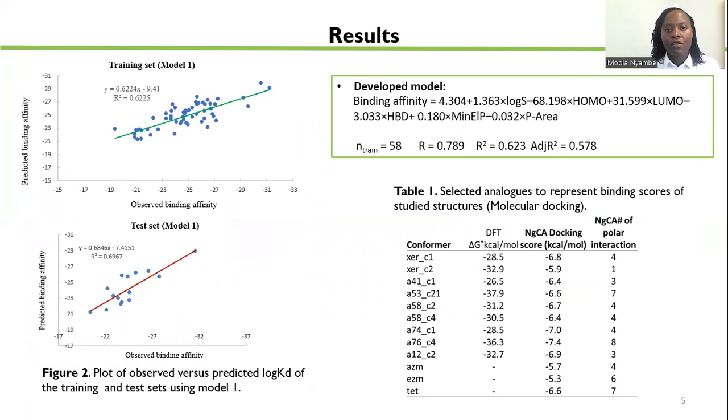A model was developed using multilinear regression analysis, and the binding energy predicted using this model correlated well with binding energy calculated by DFT, as shown by these two figures. The molecular docking results also show that many of xerantholide's analogues have binding scores higher than that of acetazolamide, which is a known carbonic anhydrase inhibitor. And the compound that showed the best binding affinity was compound 76.